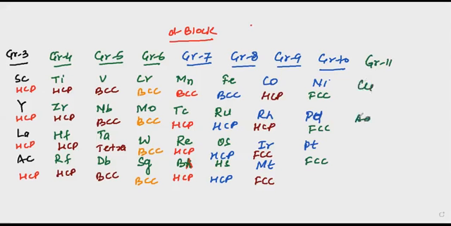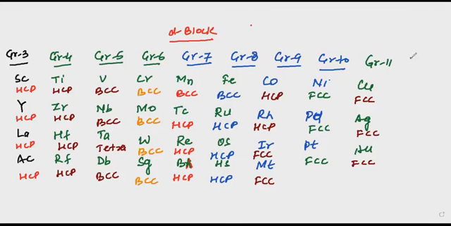Copper, silver, gold. In copper, silver, gold, you see that Cu is FCC, Ag is also FCC, and Au is also FCC. Clear? Now after that, the next one is group 12.